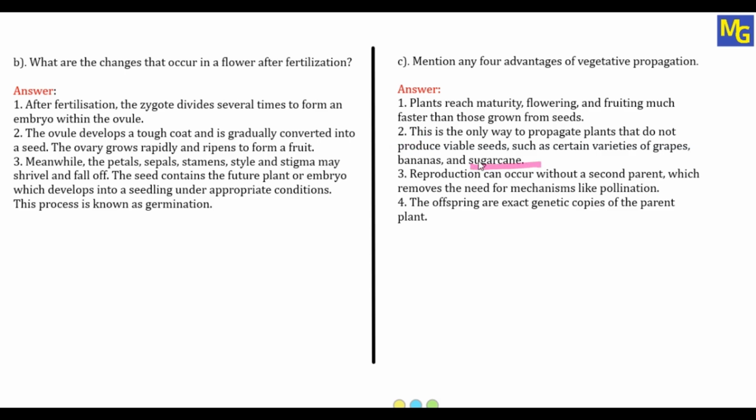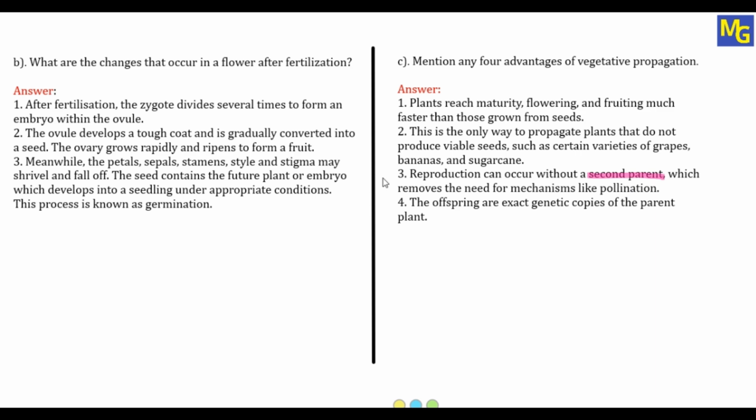Third advantage is reproduction can occur without a second parent, which removes the need for mechanisms like pollination. So we have seen in sexual reproduction we require two gametes. One is male, one is female. We require two parents, male and female. If we have a female parent, without male there will be no pollination, there will be no fertilization, you will not get any seed, and then there will be no new plant. But with the help of vegetative propagation, there will be no need of a second parent. With the help of a single parent only, by using the parts of the plant, we can grow the new plant. So that is the advantage of vegetative propagation.